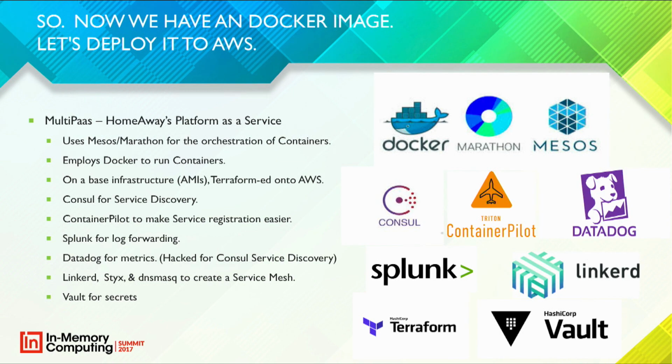So now that we have a Docker image, we have to deploy it up into AWS, and how that works requires a little bit of background on how we do that at HomeAway. At HomeAway, we've built a system we call Multipaths, which is basically our version of platform as a service. It lays on top of Mesos Marathon, which runs the whole thing.